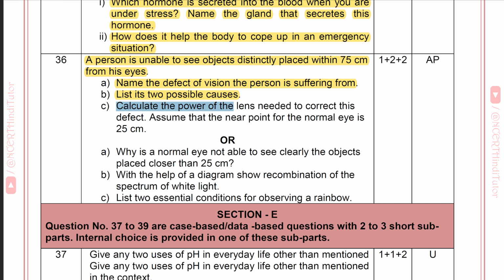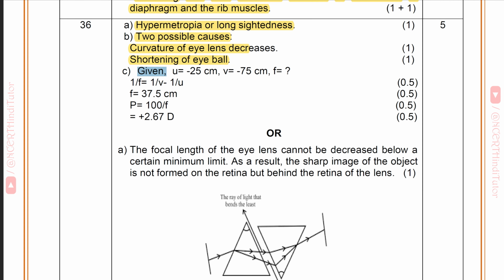C. Calculate the power of the lens needed to correct this defect. Assume that the near point for the normal eye is 25 cm. Given u is equal to minus 25 cm and v is equal to minus 75 cm. So we have to find f, and we know the lens formula: 1 upon f is equal to 1 upon v minus 1 upon u. By placing the values of u and v, we get f is equal to 37.5 cm. And we know the formula for power is equal to 100 upon f. We know f is equal to 37.5 cm, so we get P is equal to plus 2.67 D.